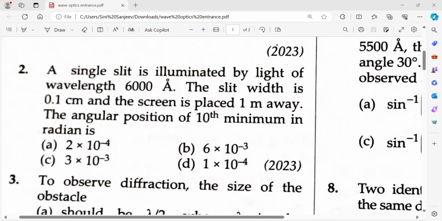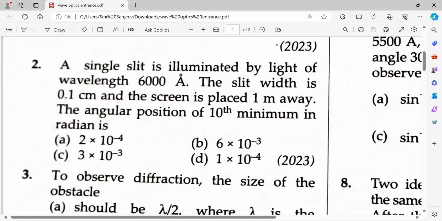What is the slit width? 0.1 centimeter. So 0.1 centimeter is basically 10 power minus 3 meter. How many of you have doubt in this? I'll just call the names and ask. Kanaga, do you have doubt in 0.1 centimeter to 10 power minus 3 meter? Ali, Aman and Anup?